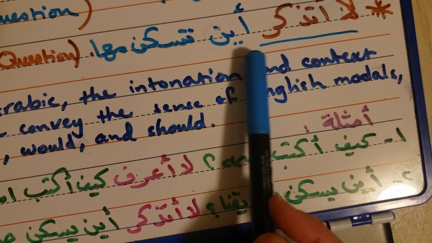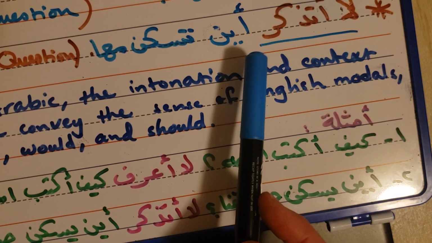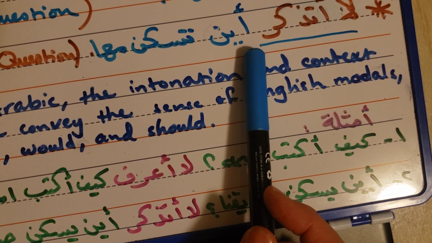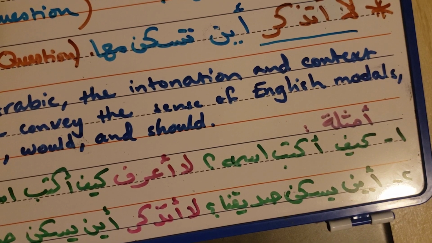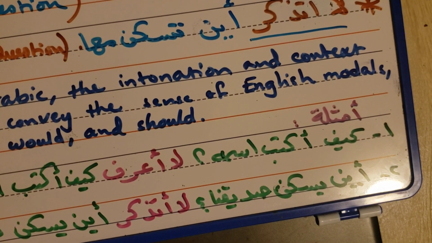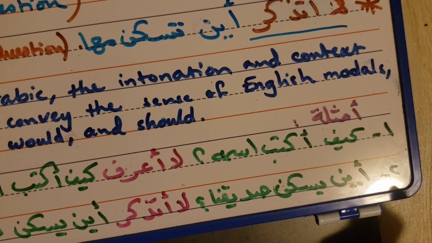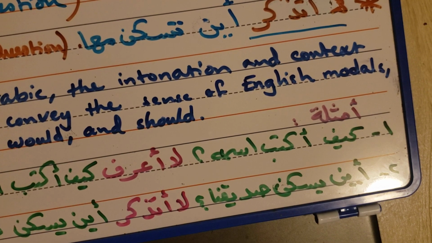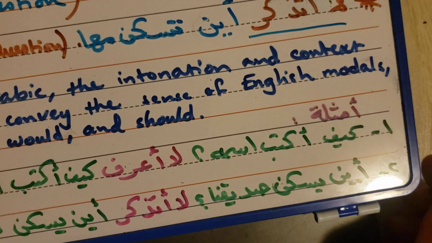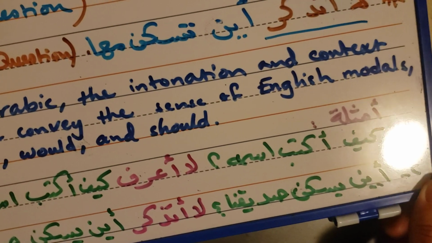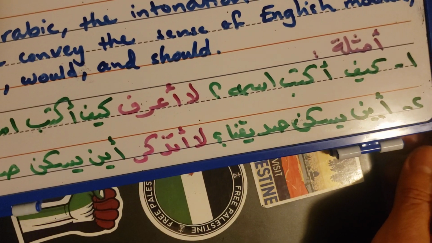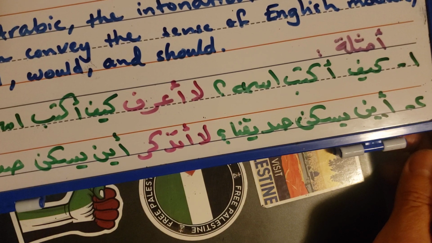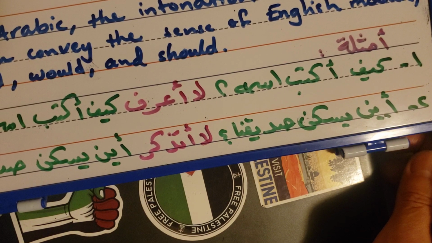I do not remember how I might or how I can find out where Maha lives. I do not remember where Maha lives. Okay, or I do not remember how I could know where Maha lives, or something like that. So I'm trying to use could or would or something like that in an English question that corresponds to لا أتذكر أين تسكن مها. Okay, in Arabic, we said the intonation can help the listener understand that it conveys the sense of the English modals could, would, and should in English.